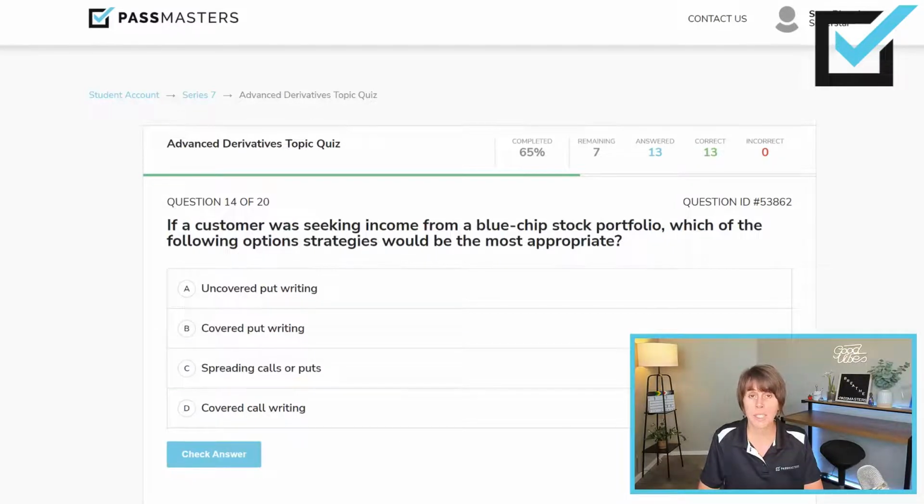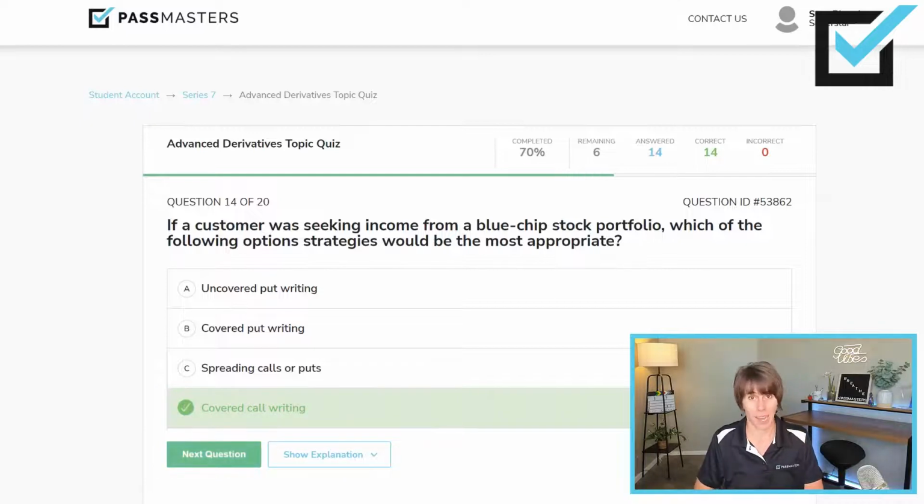If a customer was seeking income from a blue chip stock portfolio, which of the following option strategies would be the most appropriate? So income, they own stocks. Blue chips move sort of sideways. Choices include uncovered put writing, covered put writing, spreading calls or puts, or covered call writing. Covered call writing. The premium that's collected, that's income. And of course, the investor, when they sell a covered call, hopes the shares don't get called away. But if they are called away, at least they already own the shares. They are not naked. They're covered.